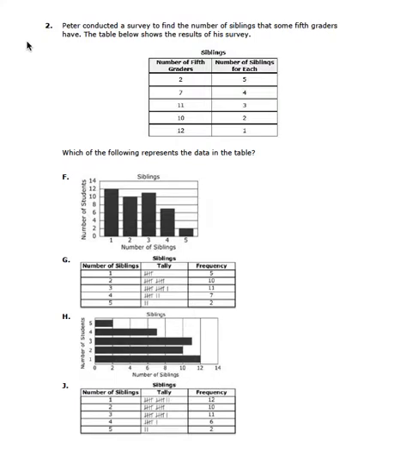Question 2. Peter conducted a survey to find the number of siblings that some 5th graders have. The table below shows the results of his survey. Siblings. Number of 5th graders. Number of siblings for each. Which of the following represents the data in the table? Bar graph F, frequency table G, bar graph H, frequency table J.